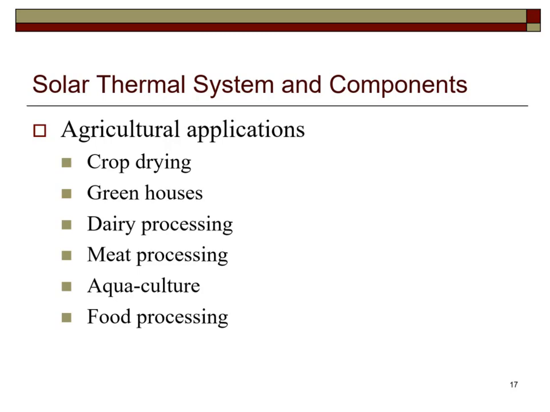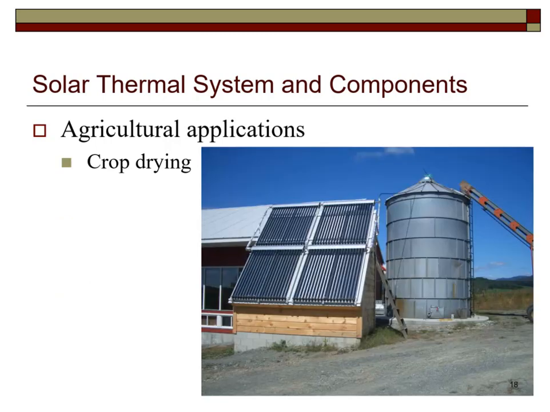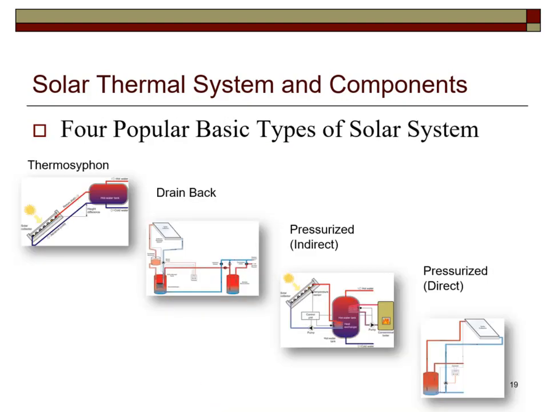There are a number of agricultural applications ranging from crop drying, greenhouses, dairy processing, meat processing, aquaculture, and food processing. Here's a demonstration of crop drying. Four types of solar thermal systems are shown.